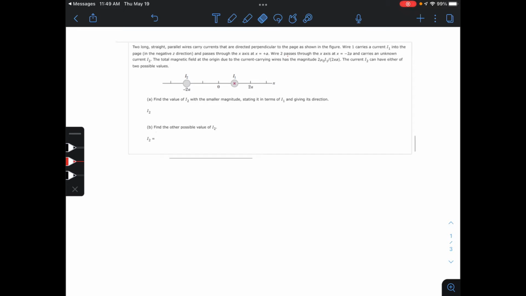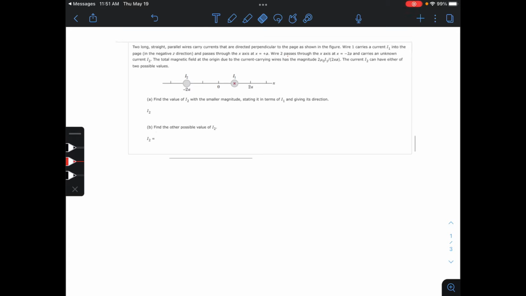Alright, video 3-1. Sorry. Okay, two long straight parallel wires carry currents that are directed perpendicular to the page as shown in the figure. Wire 1 carries the current I1 into the page and passes through the x-axis at x equals positive A. Wire 2 passes through the x-axis at x equals negative 2A and carries an unknown current I2. The total magnetic field at the origin due to the current carrying wires has the magnitude 2 pi I1 divided by 2 pi A. The current I2 can have two possible values.